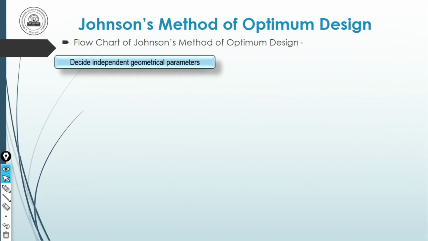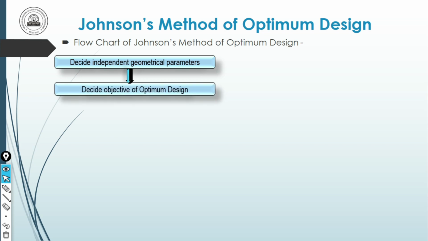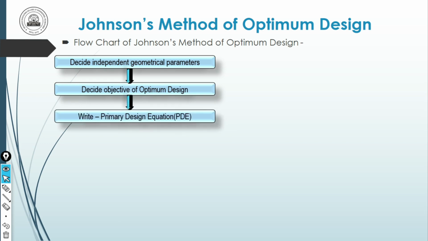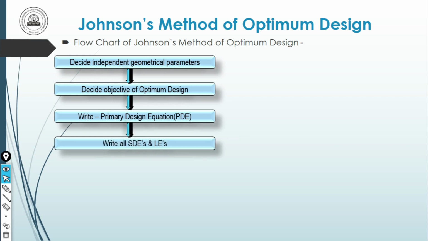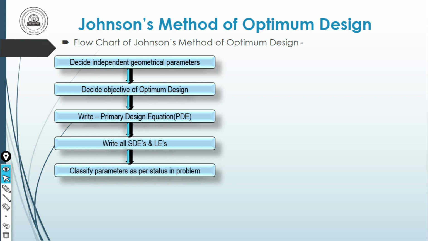The first step is to decide the independent geometrical parameters from the given problem statement. The next step is to decide the objective for the optimum design. Next, we have to write the primary design equations. Next, we write all subsidiary design equations and limit equations. Next, we classify the parameters as per their status in the problem.